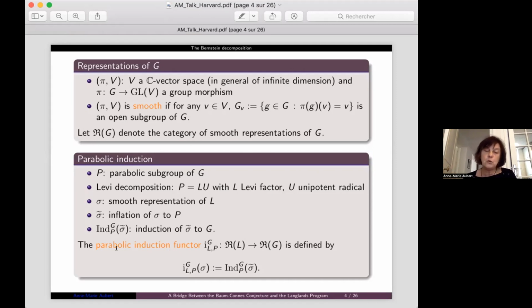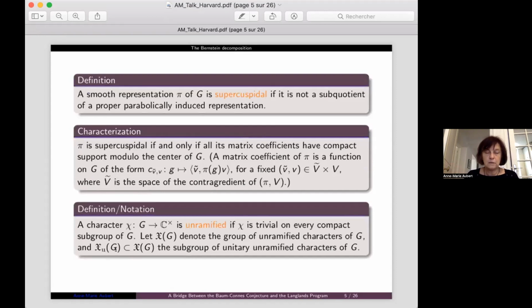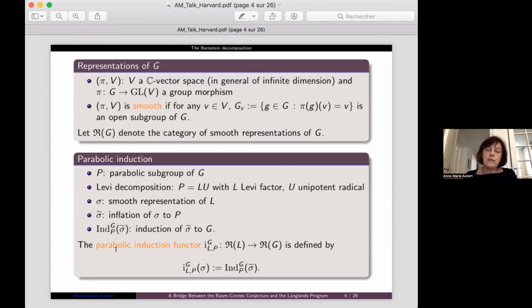And yet the definition, which is due to Harish-Chandra, is very simple. So you take a representation of the Levi and you trivially extend it to the parabolic. So you consider its inflation to the parabolic, and then you induce. So this functor is very important, and you will see it coming in a different way later. Using this functor, we can construct many representations. In general, this induced representation i_L^G of sigma is not irreducible.